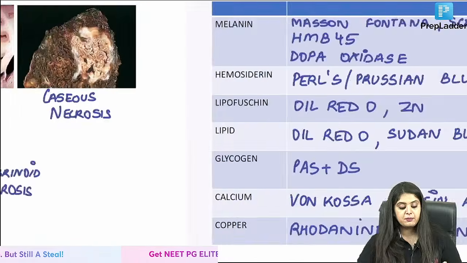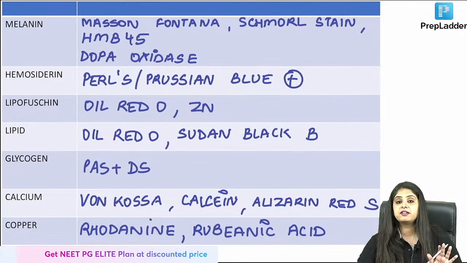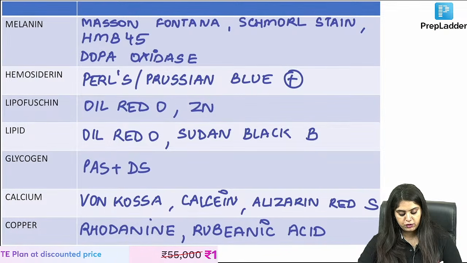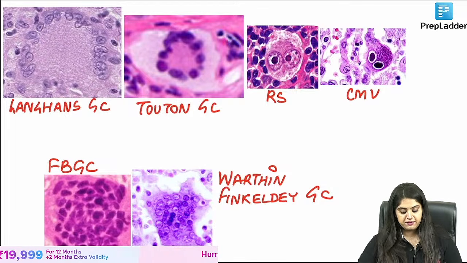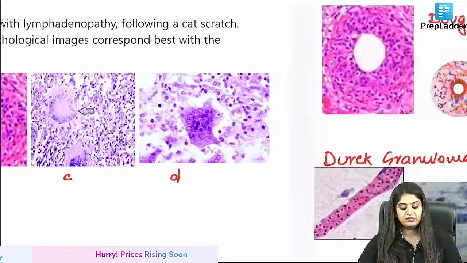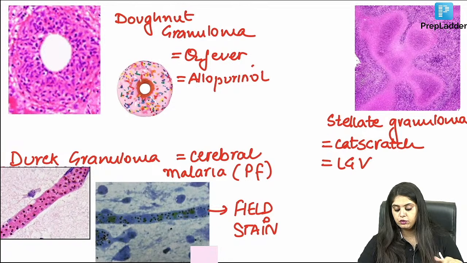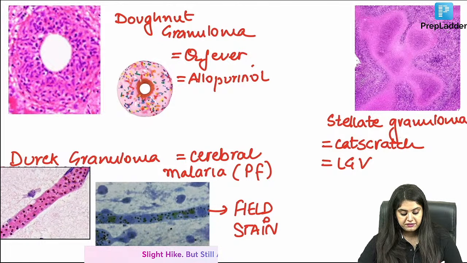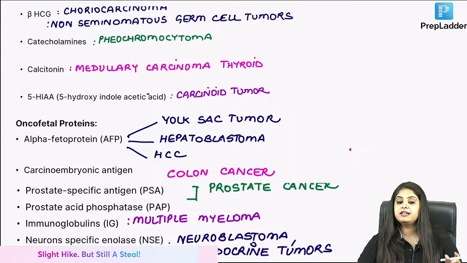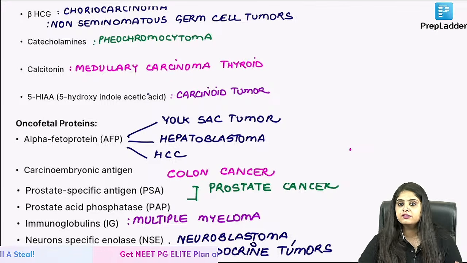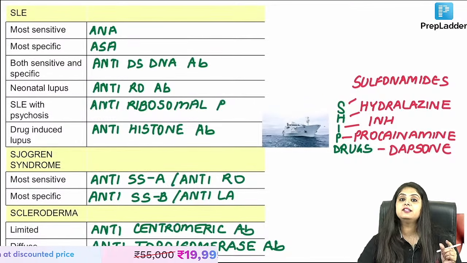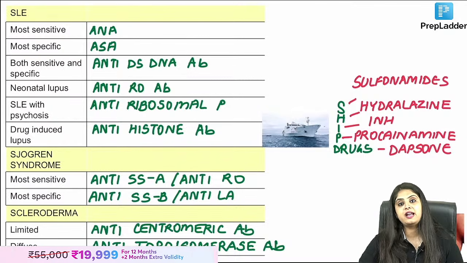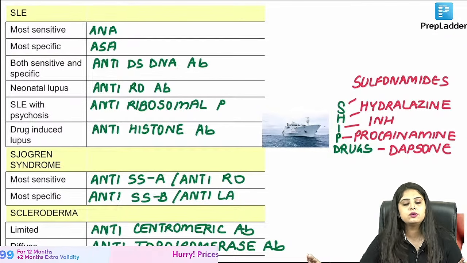So this time I have kept photos of all necrosis. This time I have kept photos of all the stains for your end day revision. I have kept photos of all giant cells in your bonus slide. I have kept photos of all granulomas that you have to know. So this is a photo fest I have done for you. After that, for your last day revision, I have made a table of all the tumor markers that you have to go revise. And I have made a list of all the autoimmune disorders and antibodies. Even if you don't memorize this now, never mind.